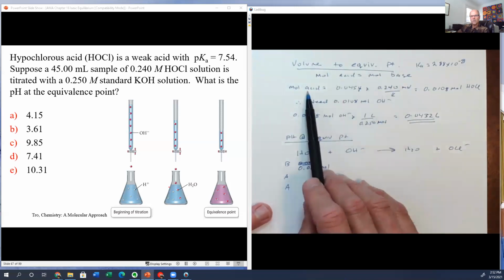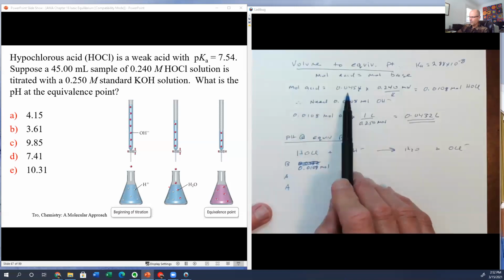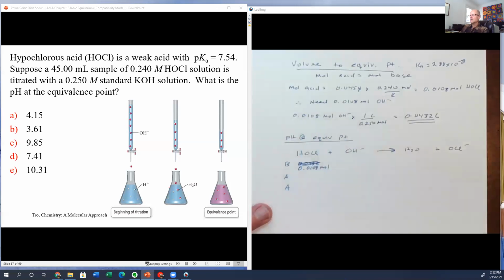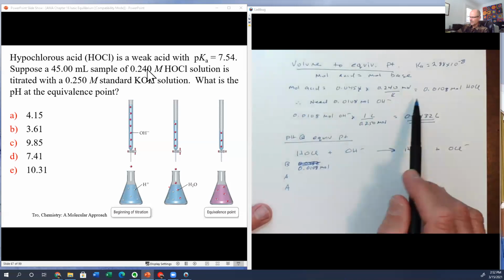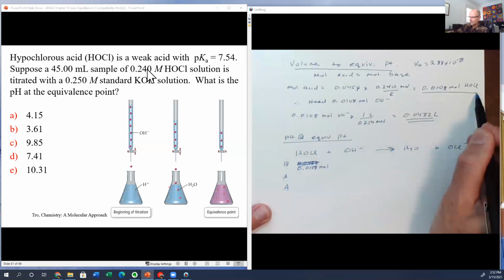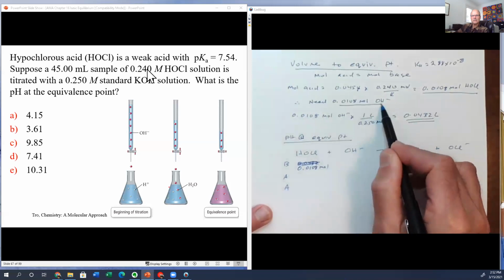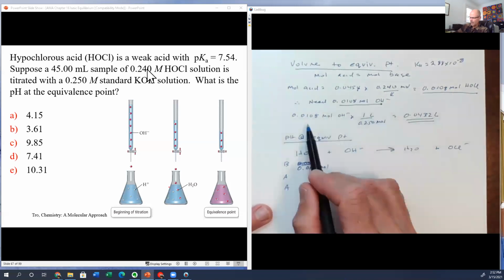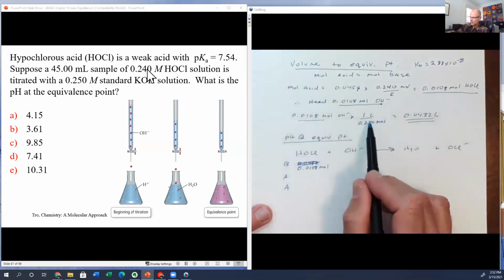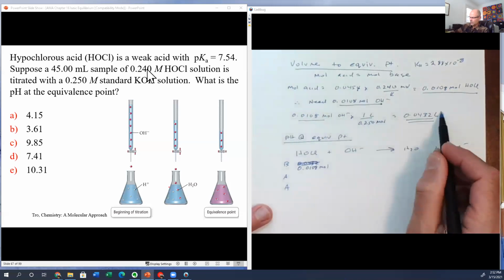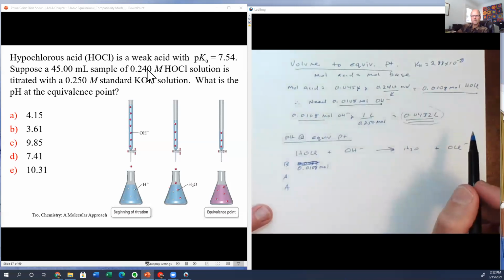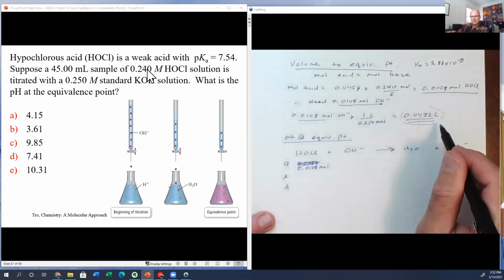So you just figure out the moles of acid, right, which is 0.045 liters times the given concentration, which is given right here, 0.240 moles per liter. That gives you the moles of acid, right? There's your moles of weak acid. So you're going to need that same exact number of moles of base. So then you go, okay, I have that many moles of base times the concentration of the base. That gives you the volume to the equivalence point. Okay, you're going to need that in just a minute.